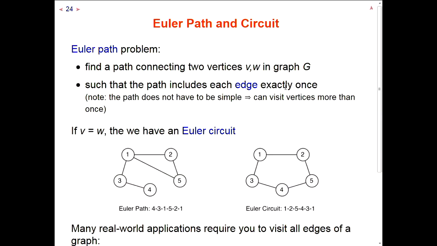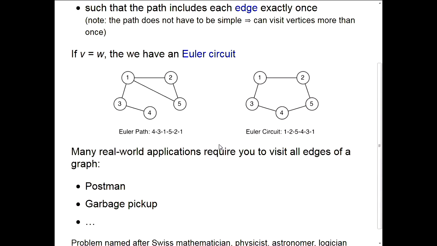Now let's look at the dual problem to check whether a graph has what is known as an Euler path. This would be a path connecting 2 vertices in a graph so that the path includes every edge exactly once. The path doesn't have to be simple. Unlike a Hamiltonian path, you can visit vertices more than once. And just like with Hamiltonian paths, we make the distinction that if we go back to the vertex we came from, then we call this an Euler circuit.